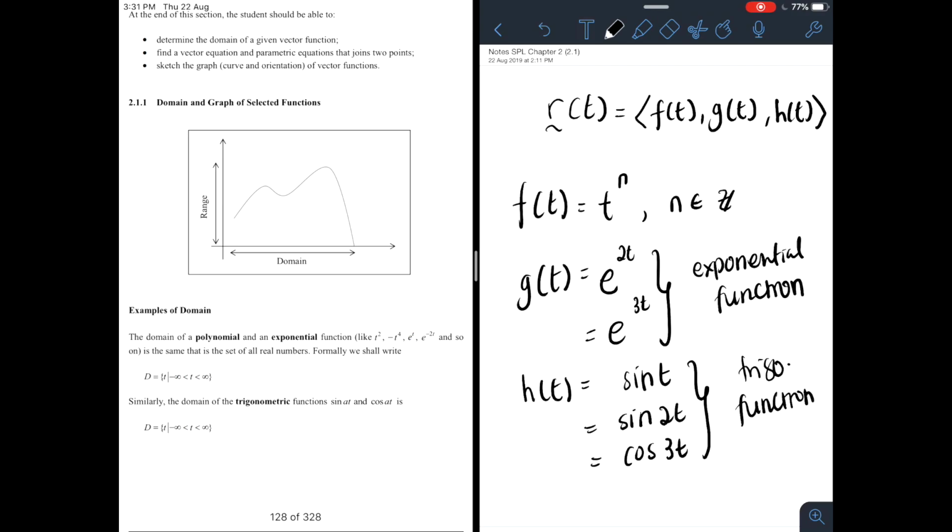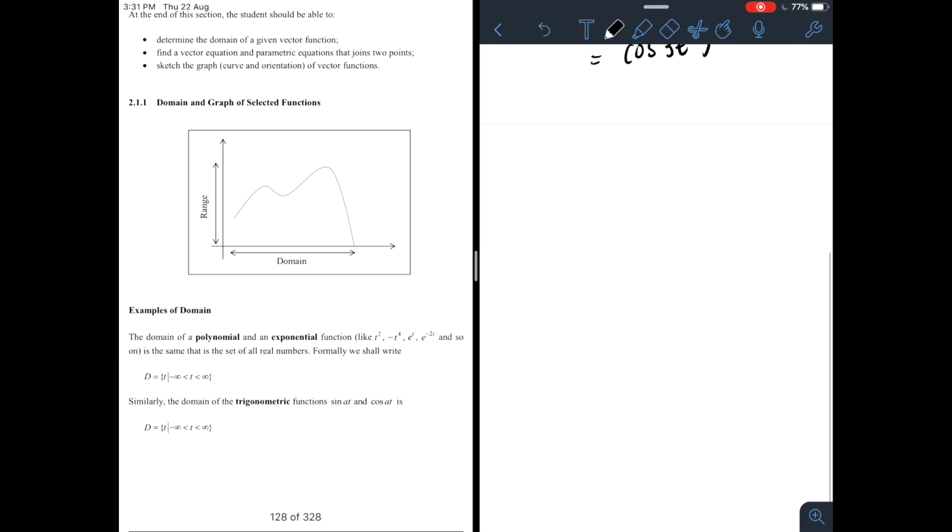And then it has been stated on the notes, whenever you have a polynomial, exponential or trigonometric function, by right, the domain of these three functions is actually from negative infinity until infinity. And this is how you write the domain of trigonometric, exponential and polynomial functions, which is D_f = {t such that t ranging from negative infinity until infinity}.